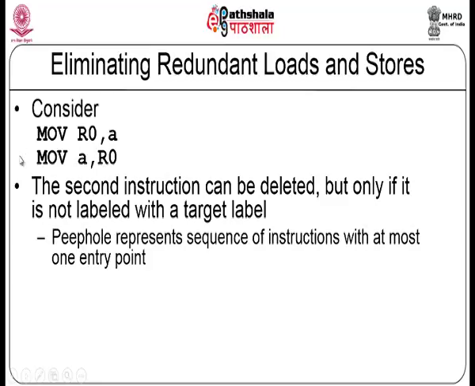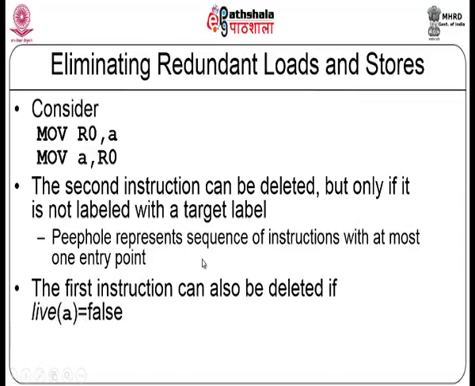If it is the target of a conditional or unconditional jump, I cannot get rid of it, but if it does not have a label, I can get rid of this instruction, because R0 already has the value of A. After move R0 comma A, R0 and A have the same value, therefore there is no need to move A back to R0. So, the peephole typically represents a sequence of instructions with at most one entry point, which is one more characteristic we are trying to look at.